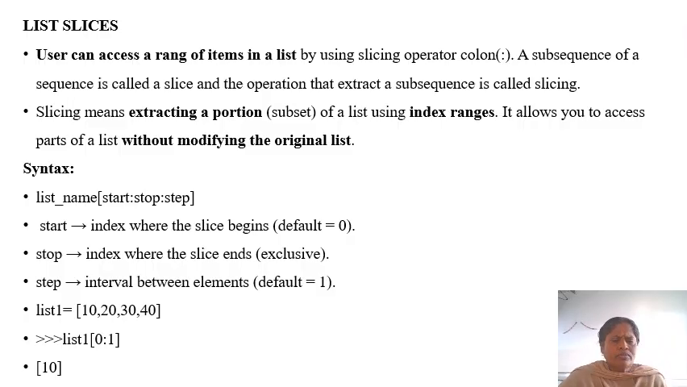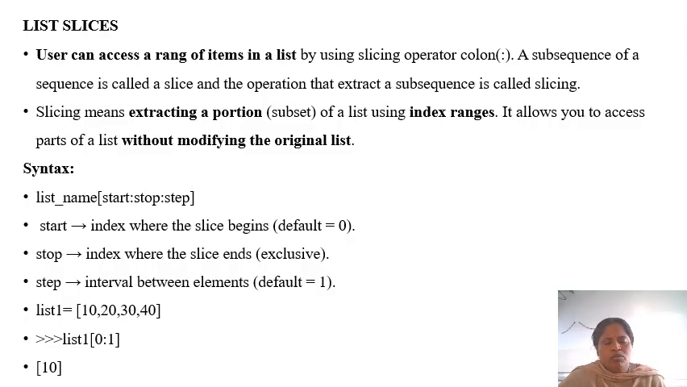Then this is one example: list 1 with some values. I want to access the 0th position to 1 position value, so I give the square bracket. Within the square bracket, you mark the starting value as 0 and the ending position as 1. Here I am not mentioning any step, so it is automatically set as 1. What is this 0, 1? The stop position is always calculated as n minus 1. When we give 1, it is 1 minus 1, which equals 0. So that's why 10 is going to be printed.